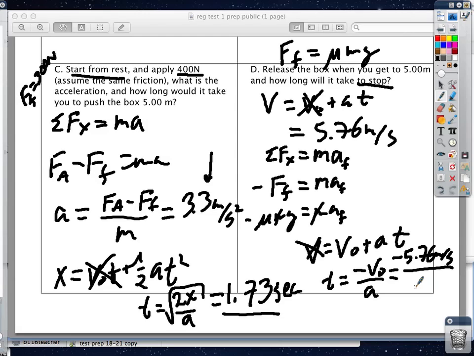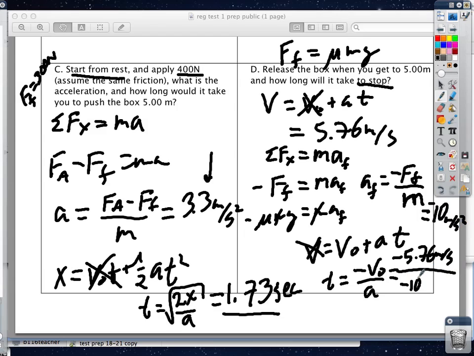Oh, okay, sorry. I forgot, I thought we already solved for this. So a sub f is going to be negative f sub f over m, right? So then f sub f was 300, remember that? And then 300 divided by the 30. Yeah, so 300 divided by 30 is 10. So that's going to give us negative 10 meters per second squared.